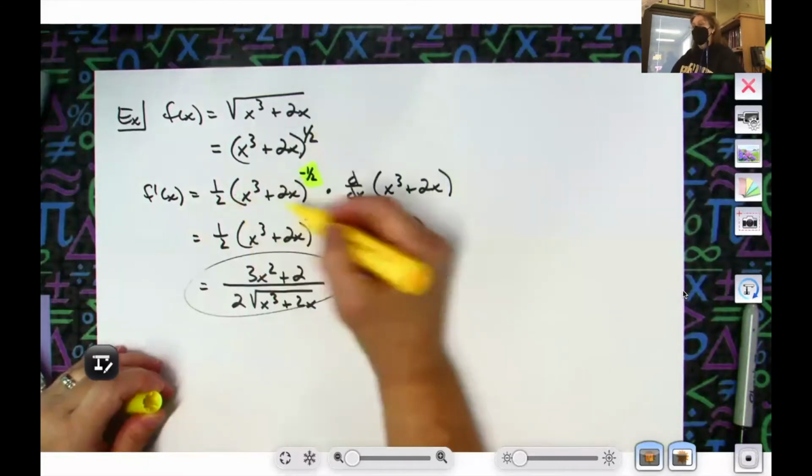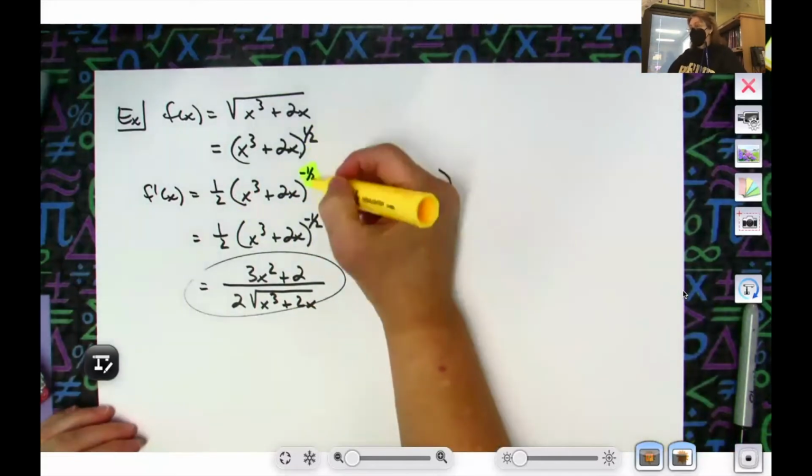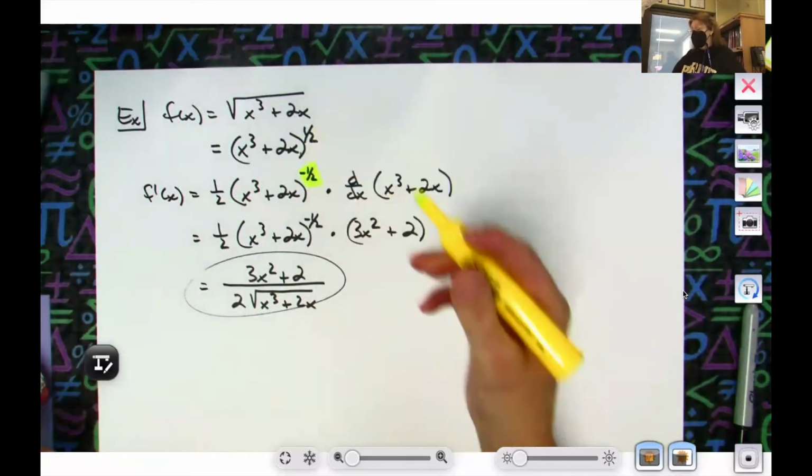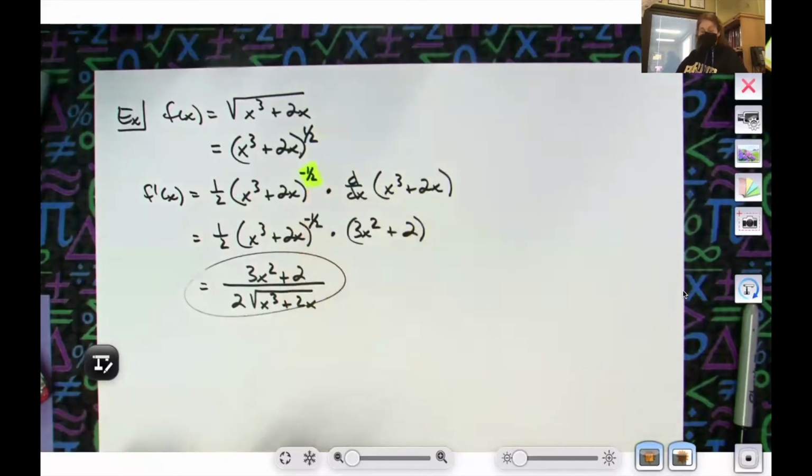You always have to subtract 1. So it either gets dropped altogether or they just carry down whatever exponent was there because people just forget. So right there, that's the one you want to check when you're checking your work. All right, derivative of the inside.